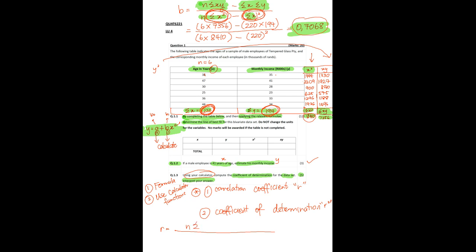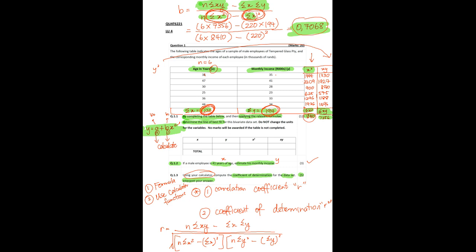So it's n multiplied by the sum of xy minus the sum of x times the sum of y. That's exactly the same as b. And then in your denominator, the first part is also the same as b: n multiplied by the sum of x squared minus the sum of x, then squared. And then it's multiplied by n multiplied by the sum of y squared minus the sum of y, squared. So this is the formula for r.